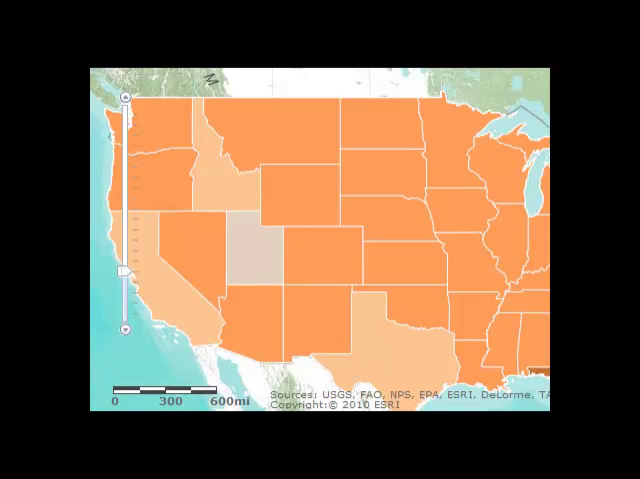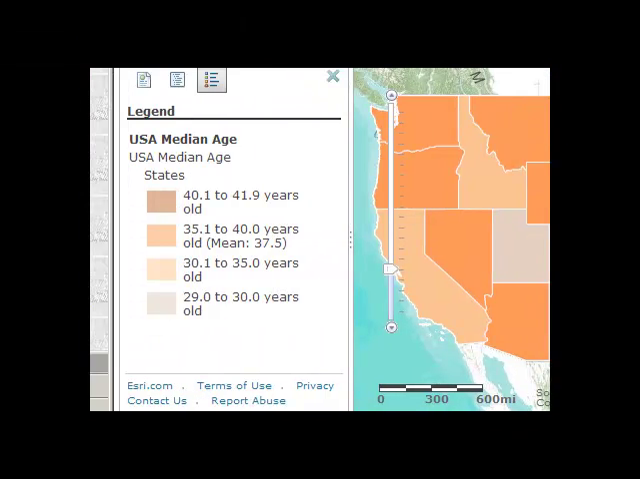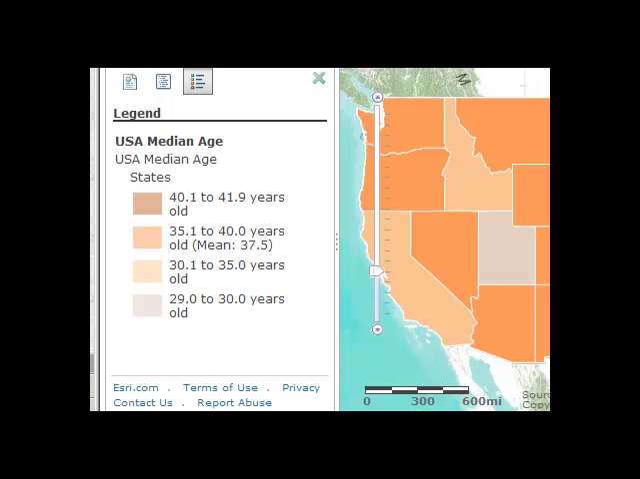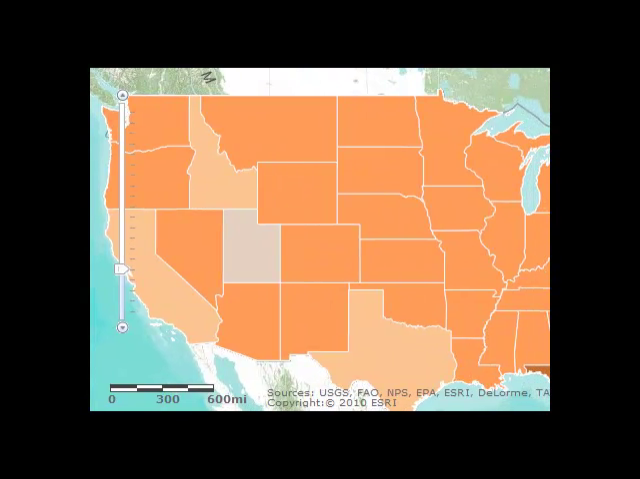Here's an example of how scale matters. Let's take a look at median age of the population. I'm going to use ArcGIS Online to do that. At a certain scale, there's one state that stands out as far as being less than other states as far as the median age. Let's take a look at the legend. Oh, less than 30 over there in Utah. Let's zoom in though.